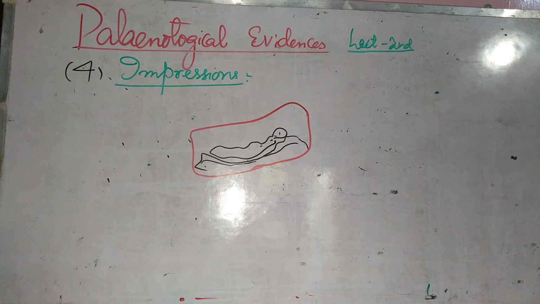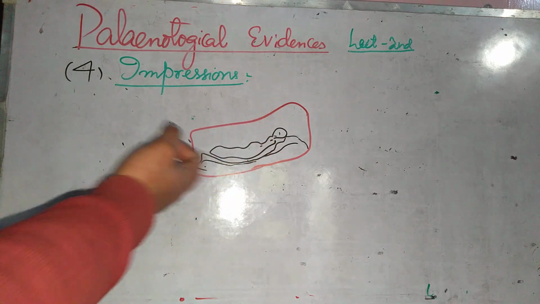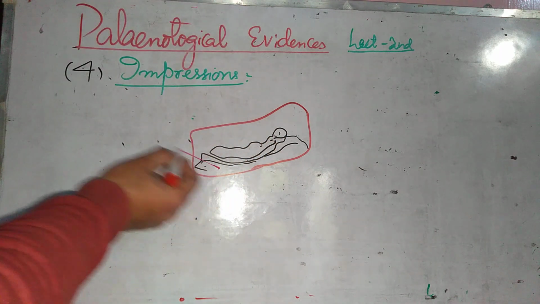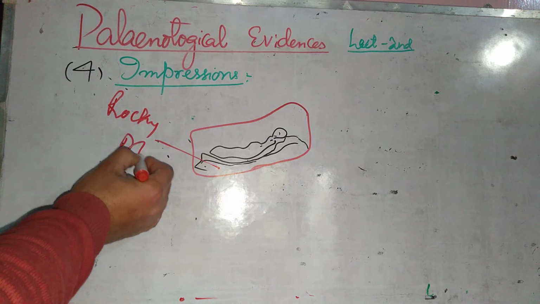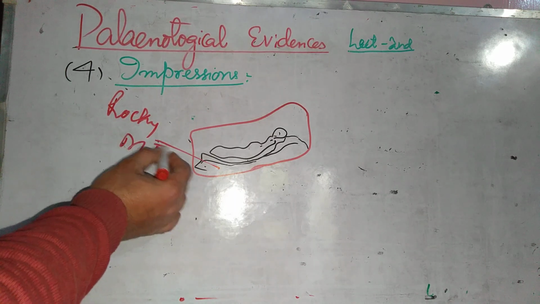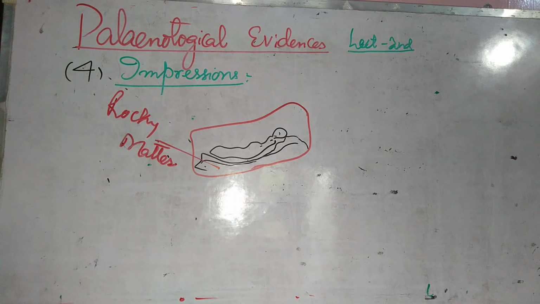Now, what do we understand by studying the impressions? For example, this is an animal and its external features are marked on this hard rocky matter. This is a rock, this hard rocky matter. So its print is marked on the hard rocky matter. By that we can understand many features like the height of the animal, the size of the animal, and many other features. So this is another type of fossil which we call impressions.